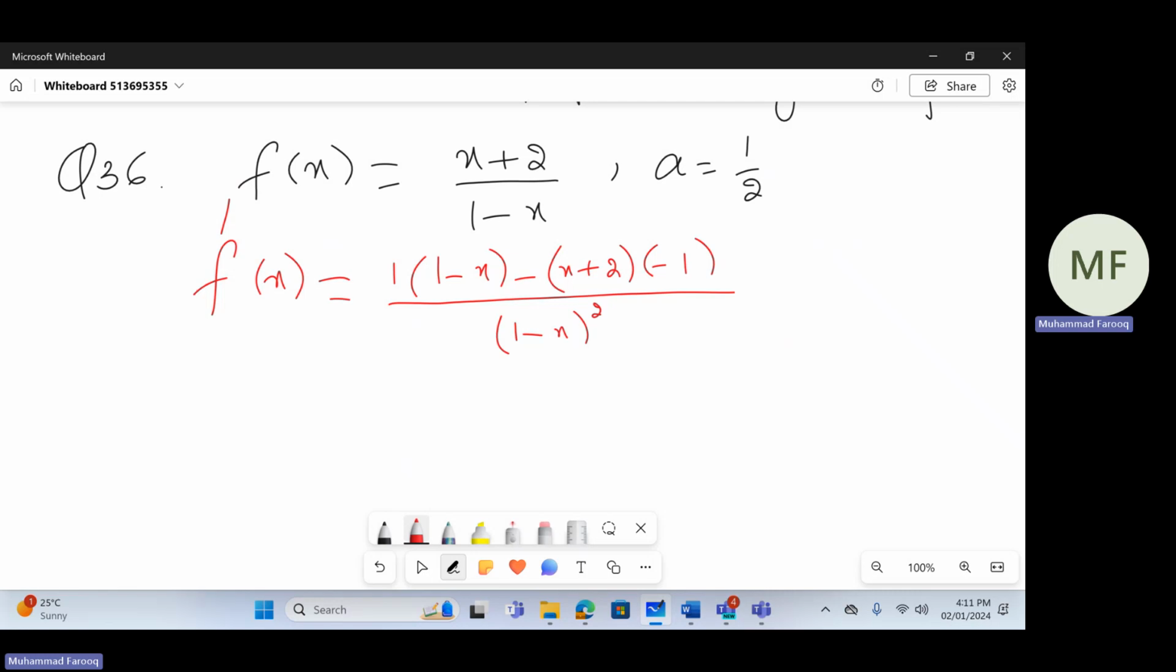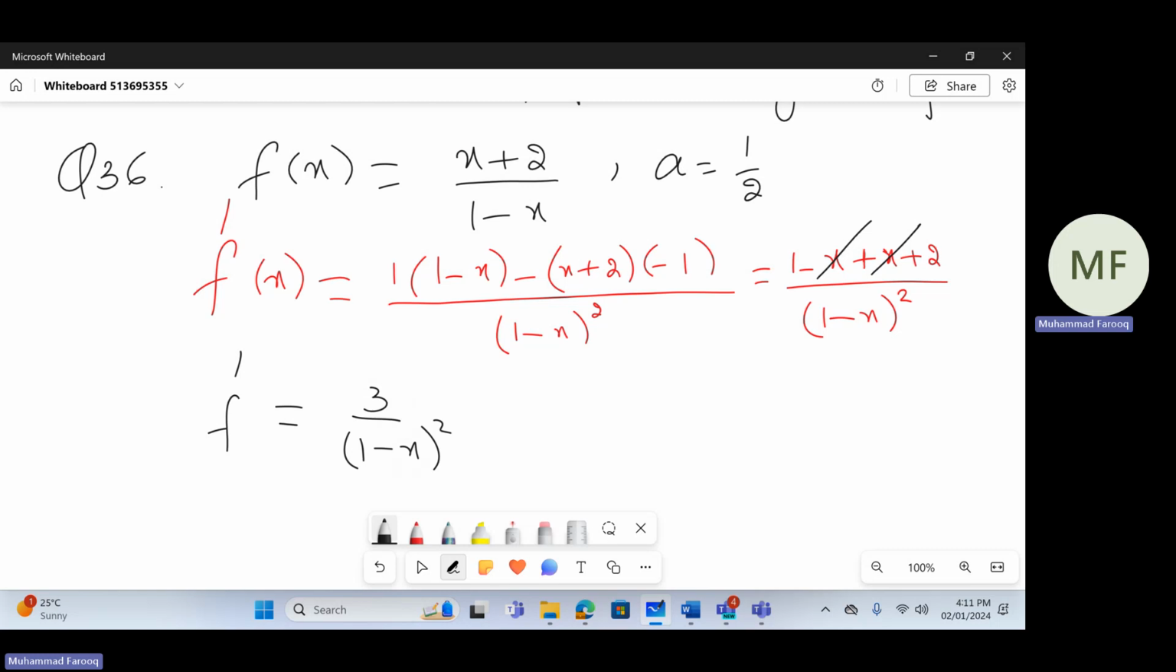I will simplify first. I get 1 minus x, and this minus and that minus become positive, so plus x plus 2, all divided by 1 minus x squared. So this cancels out, and my derivative of the function f prime will be 3 over 1 minus x squared. Do you understand the derivative of the function?